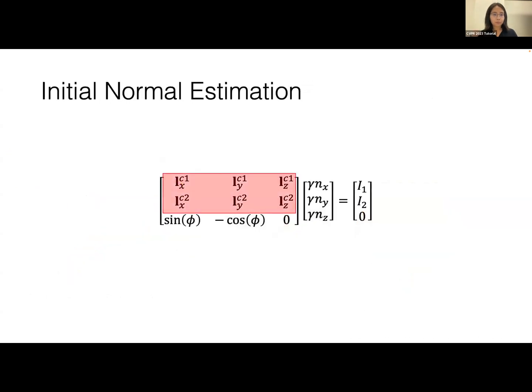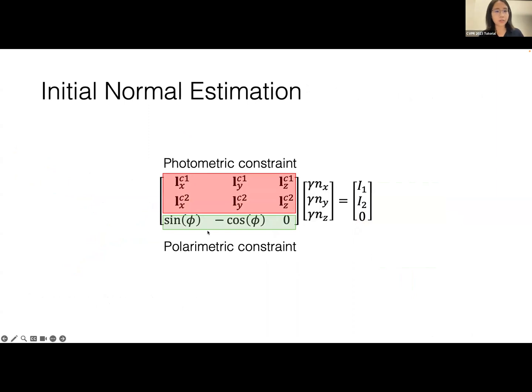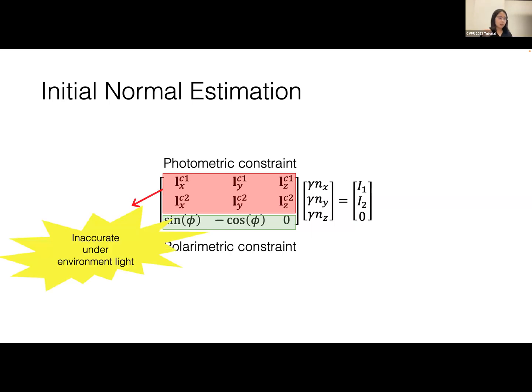So then we combine two constraints. Remember that we have two light sources, one on each side, right? With the photometric constraint, and the constraint that is the relationship between the angle of polarization and the surface normal, we have this linear equation for solving the surface normal. Another thing I wanted you to be aware of is that the photometric constraint here is actually not accurate because for standard photometric stereo, we only want images that are taken directly under a certain light source. But here, because we have lighting from the environment, that makes this constraint not accurate.